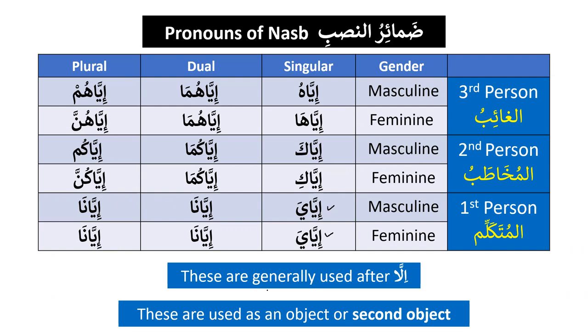These are generally, not always, generally used after illa, la na'budu illa iyah, as we know. And similarly, these are generally used as an object, or as a second object. What does it mean, a second object? For example, there are some verbs like a'ta, yu'ti, i'tan. These are the verbs that need two objects. So generally they are used as the second object.